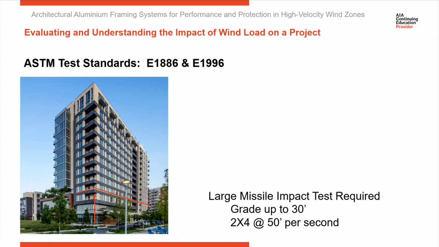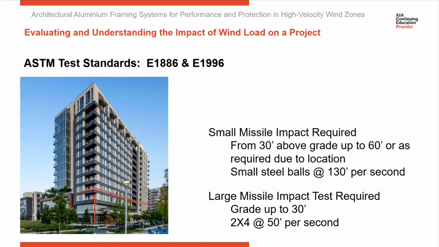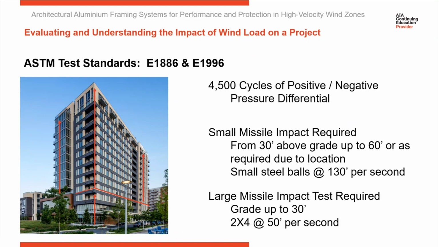And then from 30 feet above grade up to 60, small missile impacting is required. And this is small steel balls that are fired at the elevation, replicating roof gravel flying off from one building to the next. Now, the code says small missile from 30 feet up to 60, but in most cases, people are using that from 30 feet all the way up.